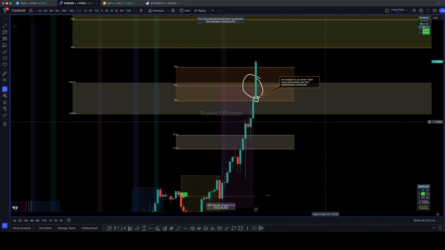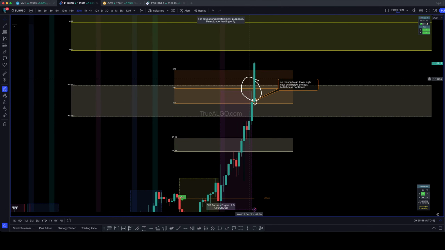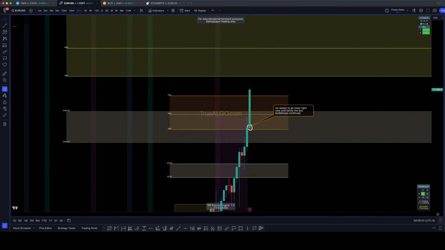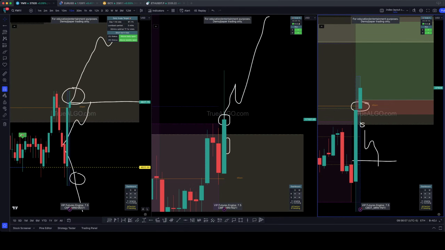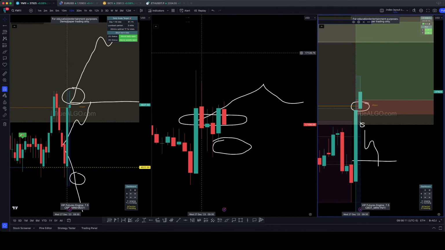There's no reason for the euro to go down until we get a bearish candle close. And as you can see, we're now headed up to the swing box on the euro. We got another 5-minute close. I already know it's going to be closed above the box.